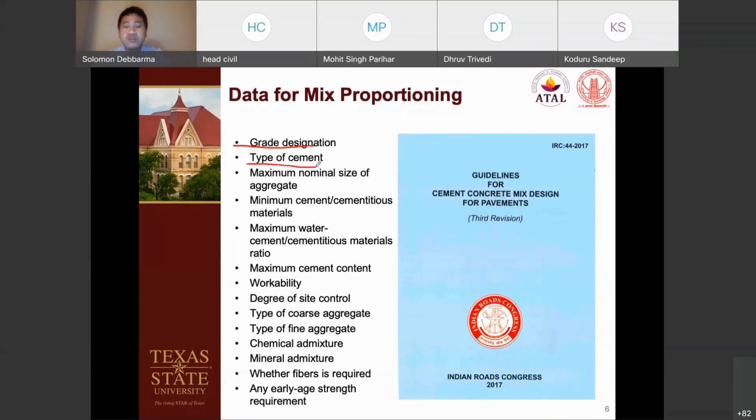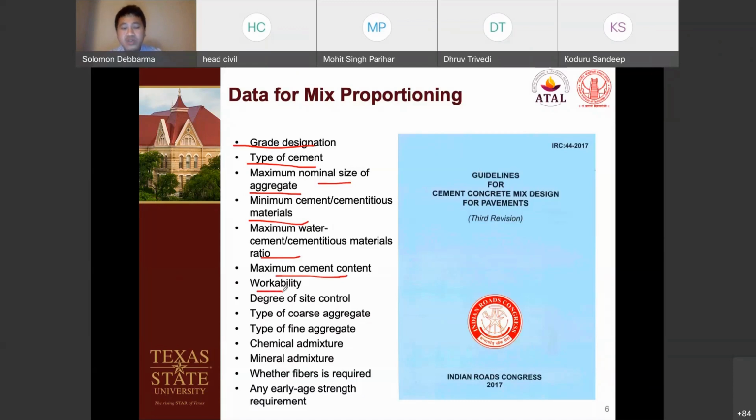And then we also need to know the type of the cement. Are we going for the ordinary Portland cement? Are we going for the PPC cement? Or are we going for the 43 grade cement, or the 33 grade cement, or the 53 grade cement? So these things should also be known. And yes, the maximum nominal size of aggregate is also very important. So the effect of this maximum nominal size aggregate in the mix design, we will be discussing in the later slides. And yes, the minimum cement or cementitious materials content, the maximum water cement ratio, the maximum cement content. So these things should also be known.